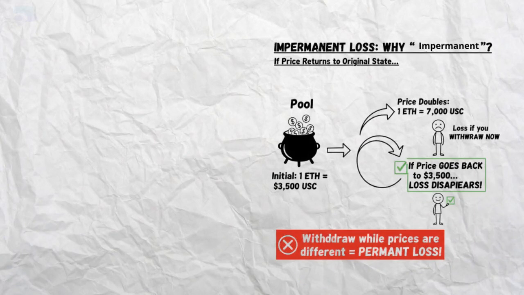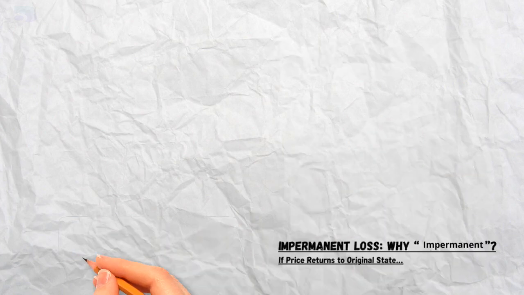That's impermanent loss. It's called impermanent because if the price returns to $3,500, the loss disappears. But if you withdraw while prices are different, the loss becomes permanent.